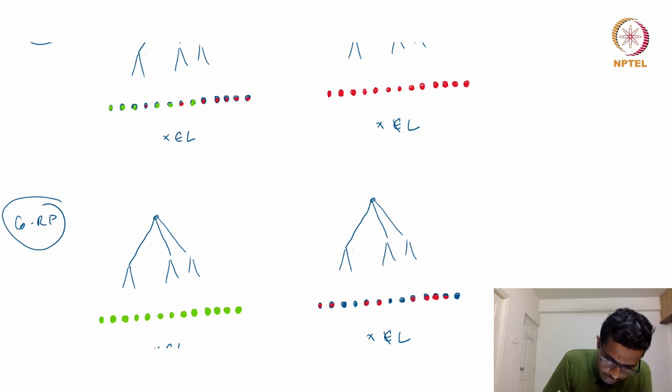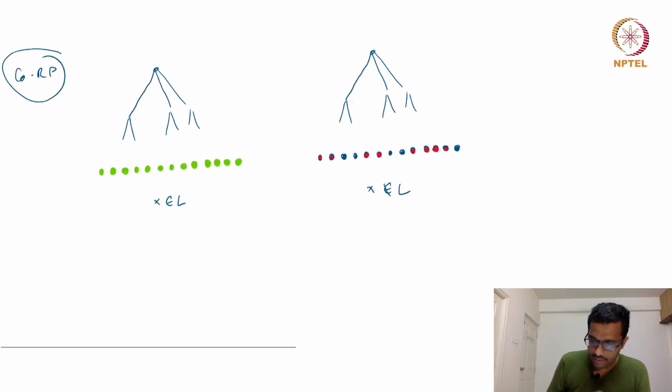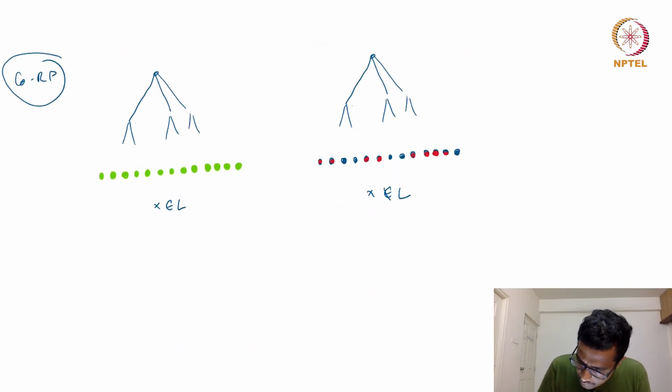Sorry, there is an error in the RP figure, the earlier one. There are 13 dots here: 7 and 6. In the case of co-RP, when X is not in the language, at least half should reject. At most half can accept.